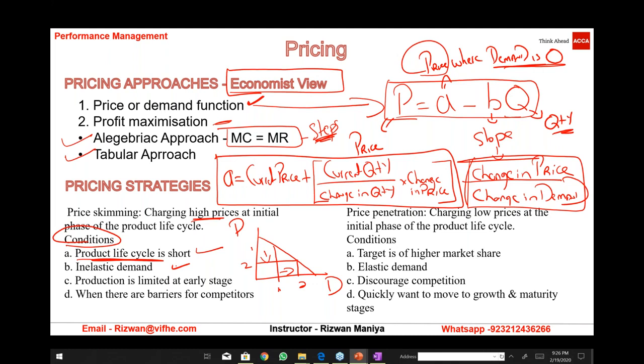If production is limited at the early stage, then you can use skimming. Also where there are barriers for competitors to enter. So barriers means that not everybody can enter very easily. Not everybody can enter very easily is a barrier to entry. So is that true? I think it's true. It is true.